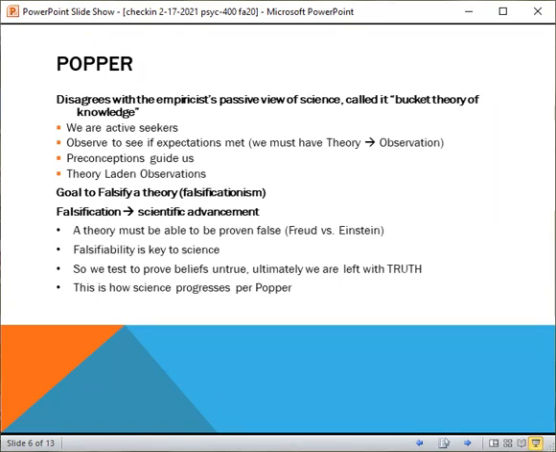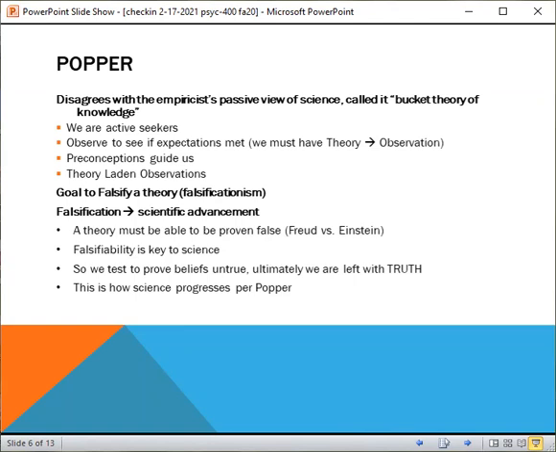So the empiricist said observation, then theory. All right. What Popper would say, as others backed him up, is we observe to see if our expectations are met. So when we observe something, we have to have something already in mind. And that something could be what we'd call a theory, a little t theory or a big T theory, but some sort of expectation, some sort of theory. And then we observe to see if our observations match our theory. So from the perspective of Popper, preconceptions are good.